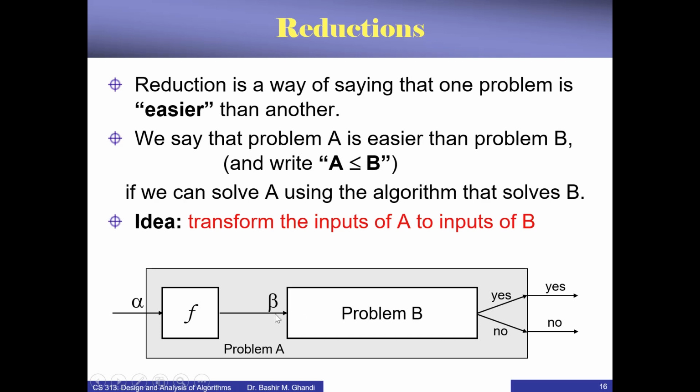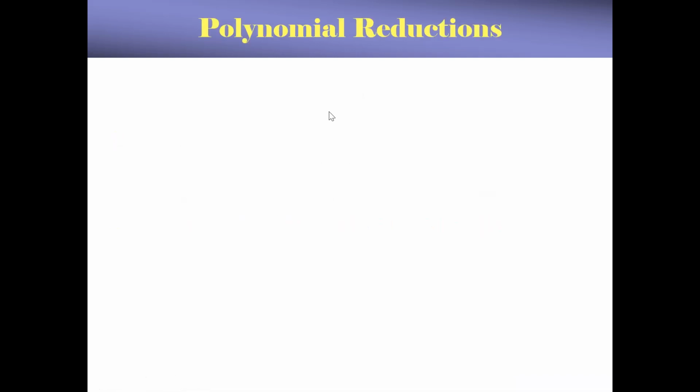Now we pass that converted input and we get a yes. If we get a yes, then we say the solution to our problem A is also a yes. If we get a no from B, we say the solution to our problem A is also no. So if we are able to do this, then we say that we have reduced problem A to problem B. And we also say that A is easier than B. Alright, so this is the idea of reduction. Polynomial reduction. Let's now look at a special case of this reduction.